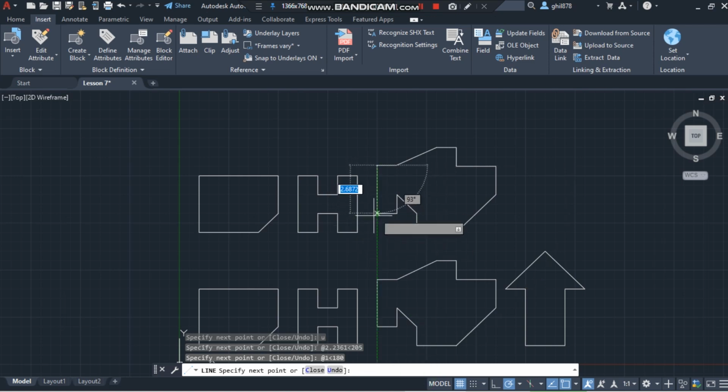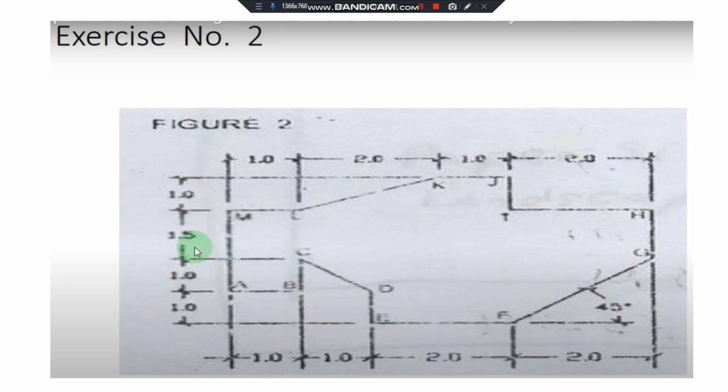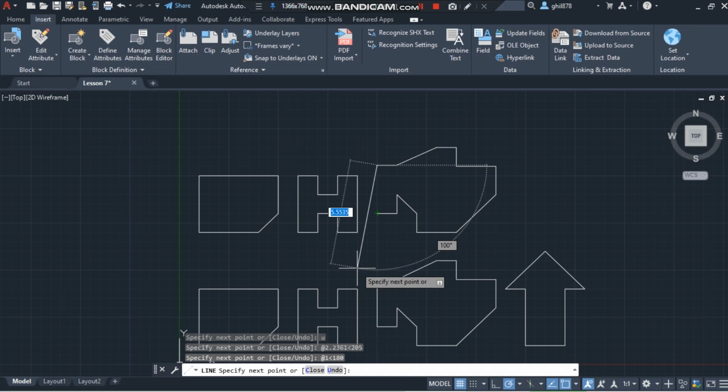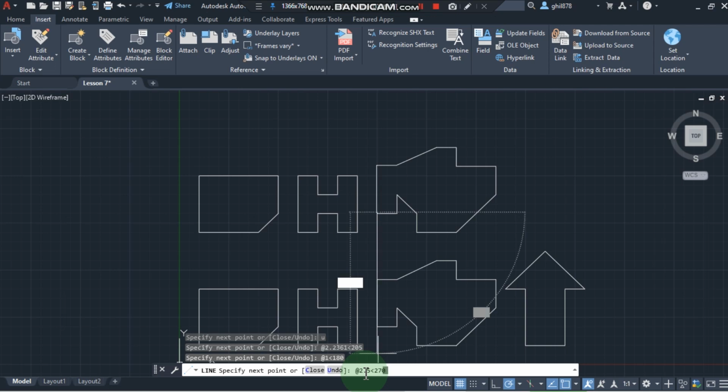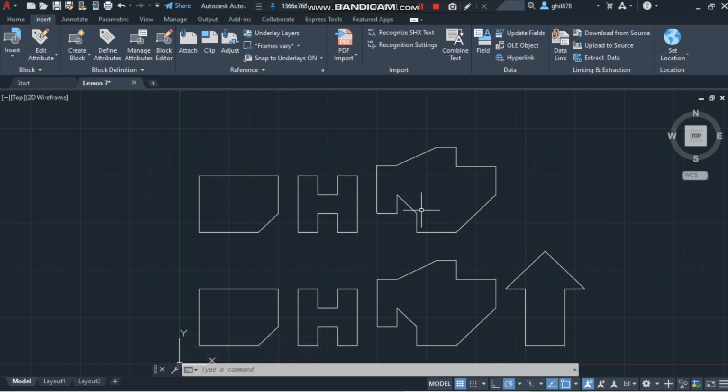Then we have here this one at 2.5, if I'm not mistaken, 2.5. So wait, at 2.5 angle of 270 degrees, and we have drawn our figure the same using polar coordinates, while this is using the relative coordinates. This one's using polar coordinates.